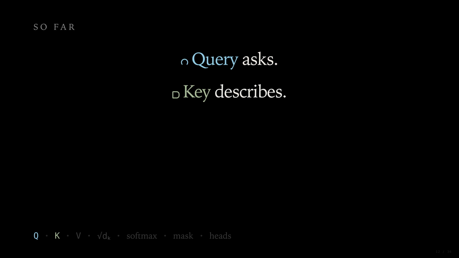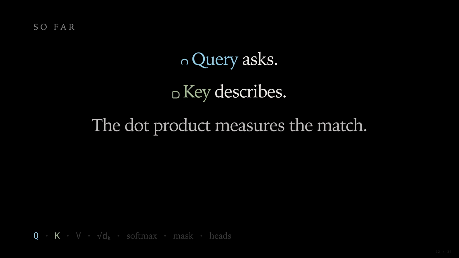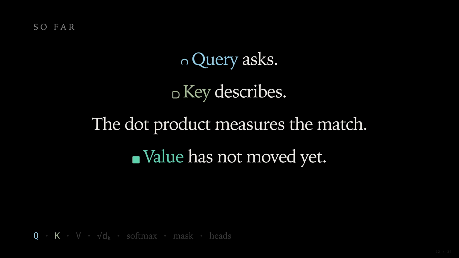Before the matrices arrive, it is worth pausing to check where we have got to. The query asks a question, the key describes what is on offer, and the dot product measures how well those two match up. Value has not done anything at all yet, and nothing has actually been mixed together, which is worth holding on to, because it becomes the whole point in a few minutes. So where do query, key, and value actually come from?